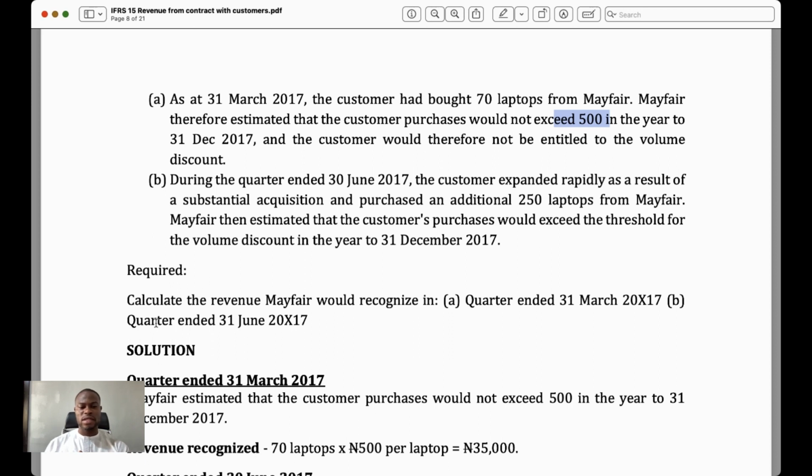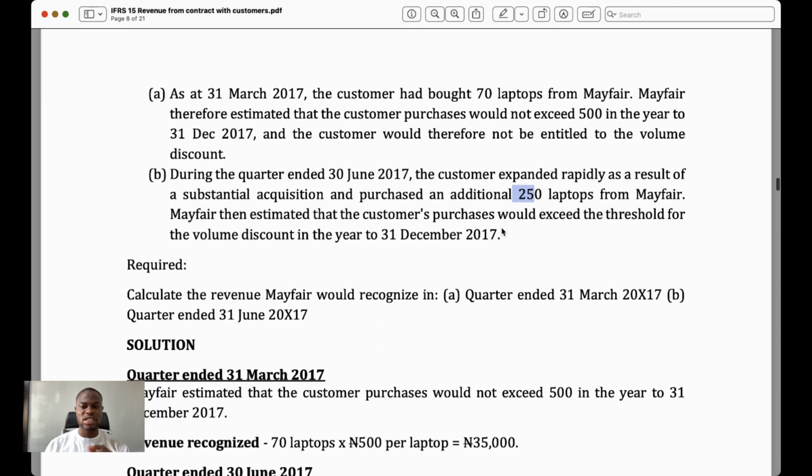Then the revenue we will recognize in the quarter ended 30th June 2017. At the end of June, the customer had bought an additional 250 in the second quarter. And we now estimated that the customer's purchases would exceed the threshold for the volume discount. And as told in the question again, that means we will now sell all the goods to the customer, including the 70 he had bought in the first quarter, at 450 naira per unit.